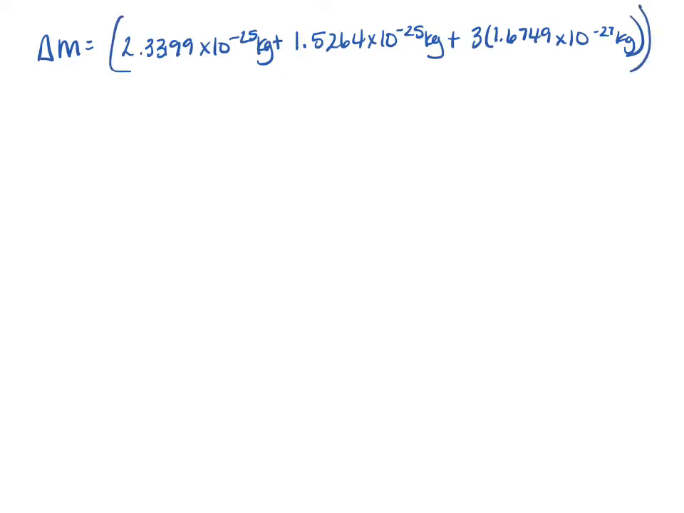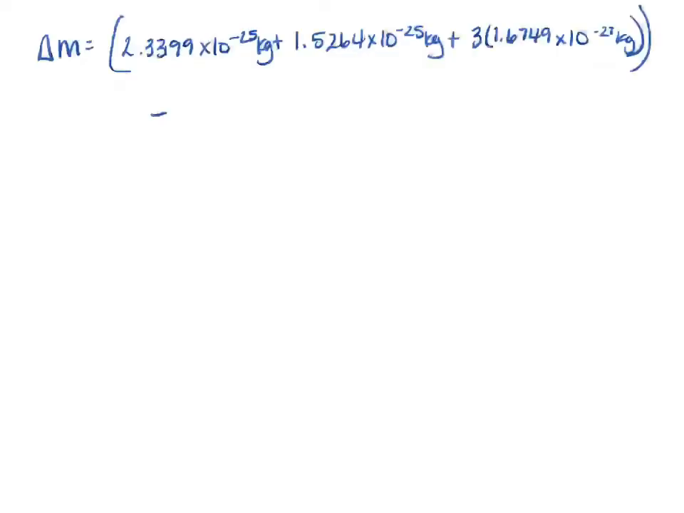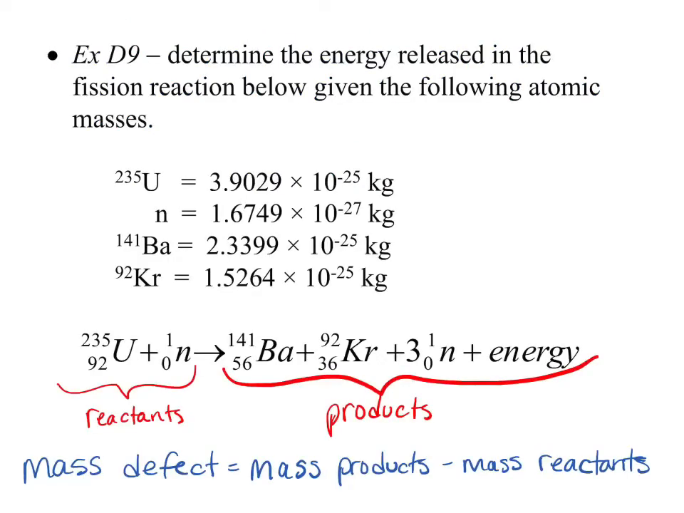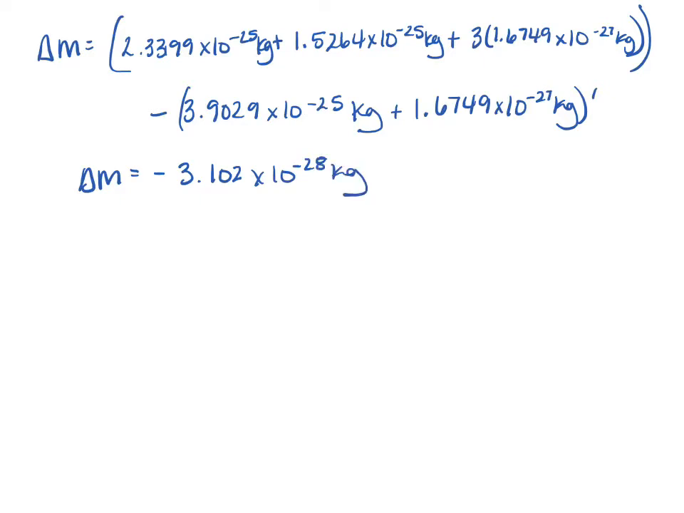Okay, so now I'm going to take all that, and from that I'm going to subtract the mass of the reactants, which is uranium and one neutron. So uranium we have 3.9029 times 10 to the negative 25 kilograms. And then we need the mass of a neutron, 1.6749 times 10 to the negative 27 kilograms. And then what do we get altogether for our mass defect? We get negative 3.102 times 10 to the negative 28 kilograms.